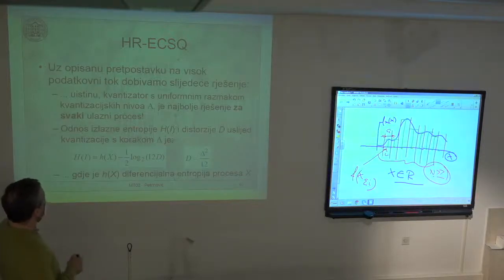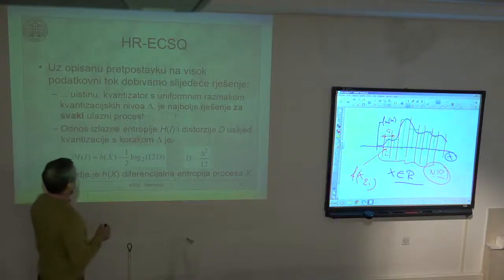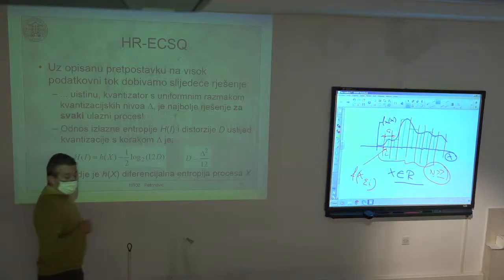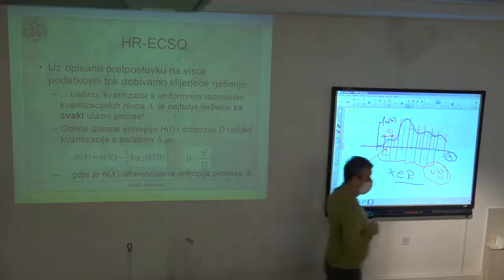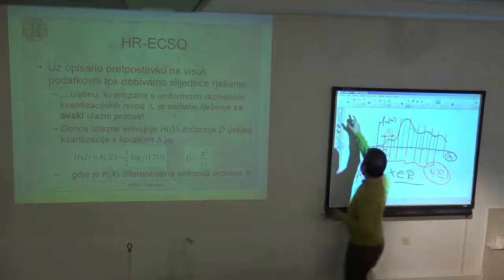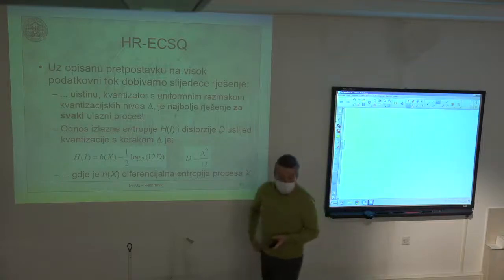With the high rate assumption, we find the following solution. And it says here, indeed, a quantizer that has uniform step size is the best solution for any input process. So this is a very strong statement. Not for some processes, but for all processes. The only and the best solution is to use a quantizer that has uniform step size. And somehow this is contrary to our intuition.